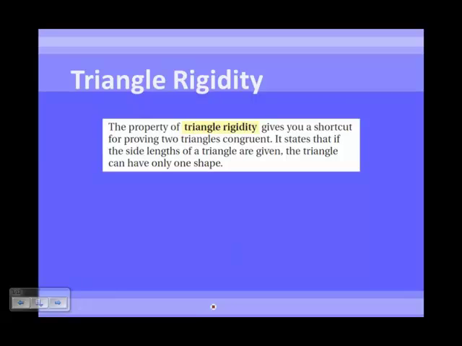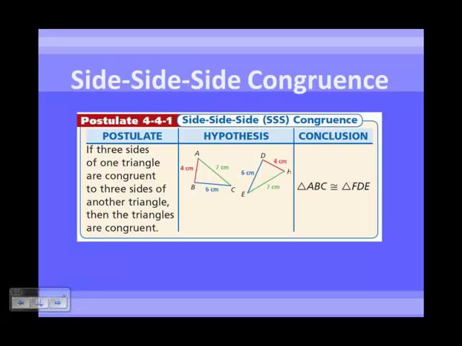And that's because of this thing called triangle rigidity. The property of triangle rigidity gives you a shortcut for proving two triangles are congruent. It states that if the side lengths of a triangle are given, the triangles have only one shape. So out of that we get the side-side-side congruence postulate, which says if three sides of one triangle are congruent to three sides of another triangle, then the triangles are congruent. And again, it's a postulate, so we can't prove it, but we know that it is true. It's accepted true without proof.